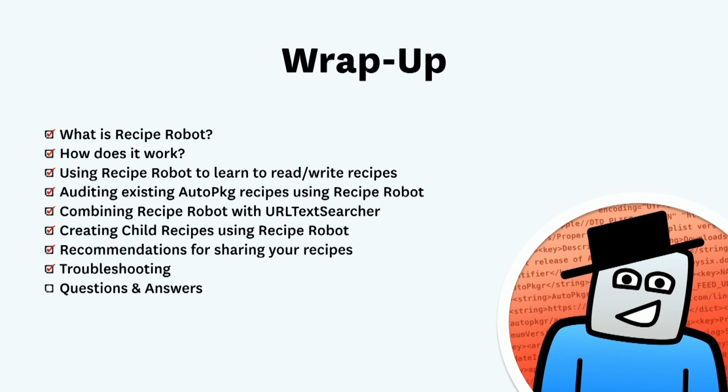So to wrap up, we've covered how to create recipes, how to add URL text searcher, how to build child recipes from existing recipes, woohoo, and recommendations for sharing your recipes and troubleshooting. And we would love to answer some questions now if there are any.